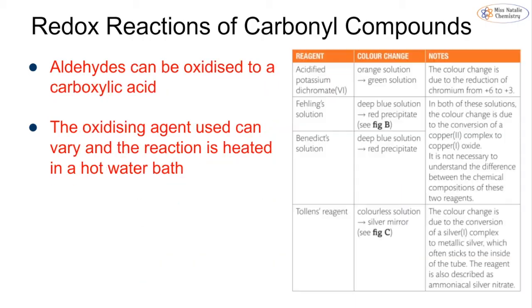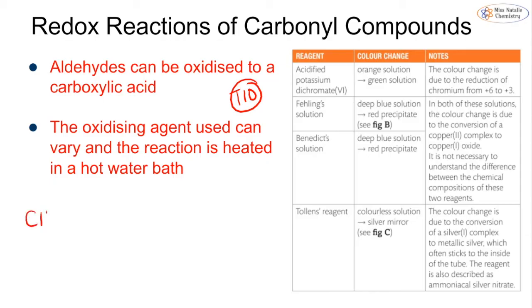So if we look at the oxidation of aldehydes now, they can be oxidized to a carboxylic acid. And the oxidizing agent that we use will vary. We can use acidified potassium dichromate, Fehling's solution, Benedict's solution, or Tollens' reagent. And again, you'll have seen these back in topic 10, so you should know the different colour changes and the reactions. This time we're looking at the aldehyde to the carboxylic acid, so we only require 1 mole of our oxidizing agent.